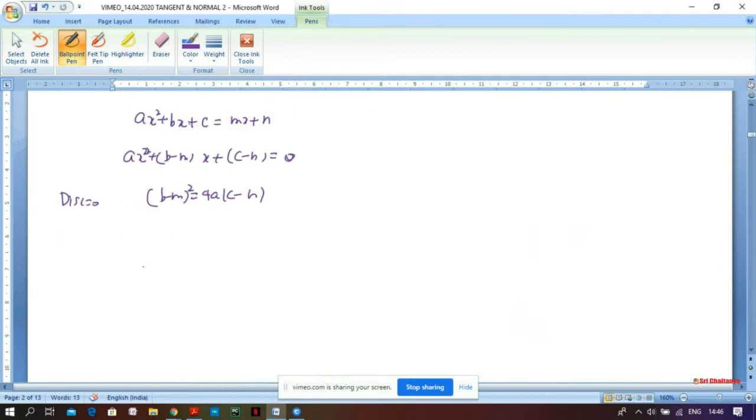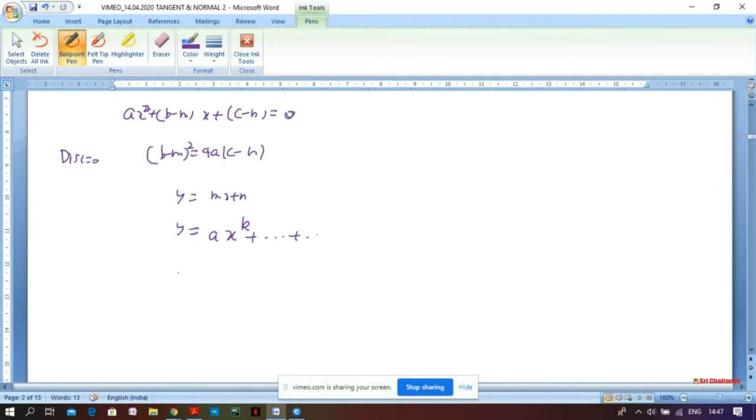So discriminant is good. If it was not second degree, say suppose y equal to mx plus n is there, and the other curve is y equal to some x to the power k, where k is the degree, and this is a x to the power k, and other terms can be there that I don't care about. So in this case, you are solving a x to the power k plus ... equal to mx plus n. And then you are saying that when they touch, they will have equal roots, so it means f of x is this expression, a x to the power k, this polynomial, and this kind of thing.